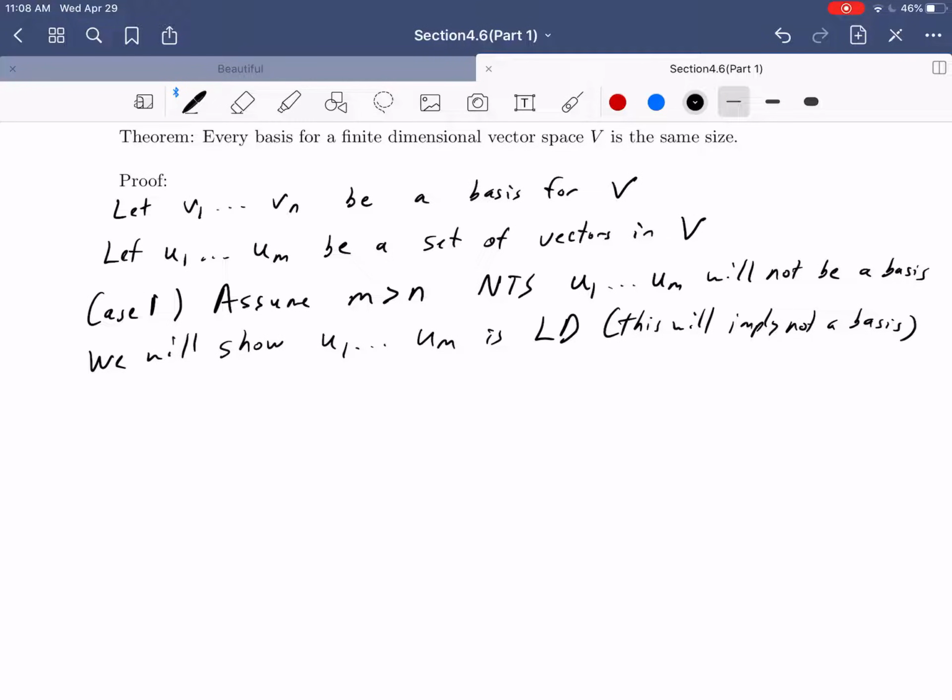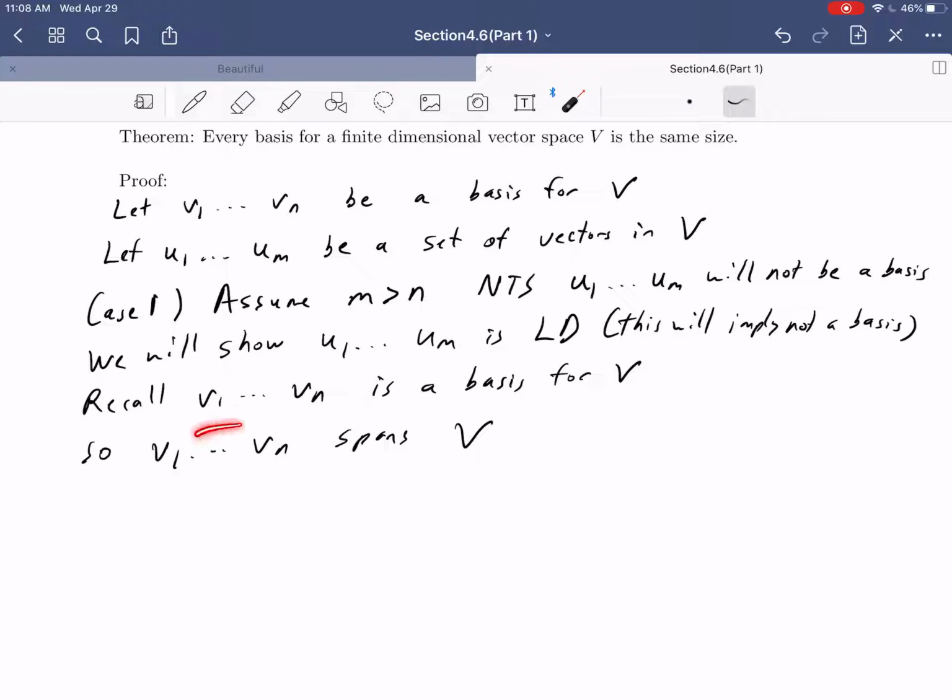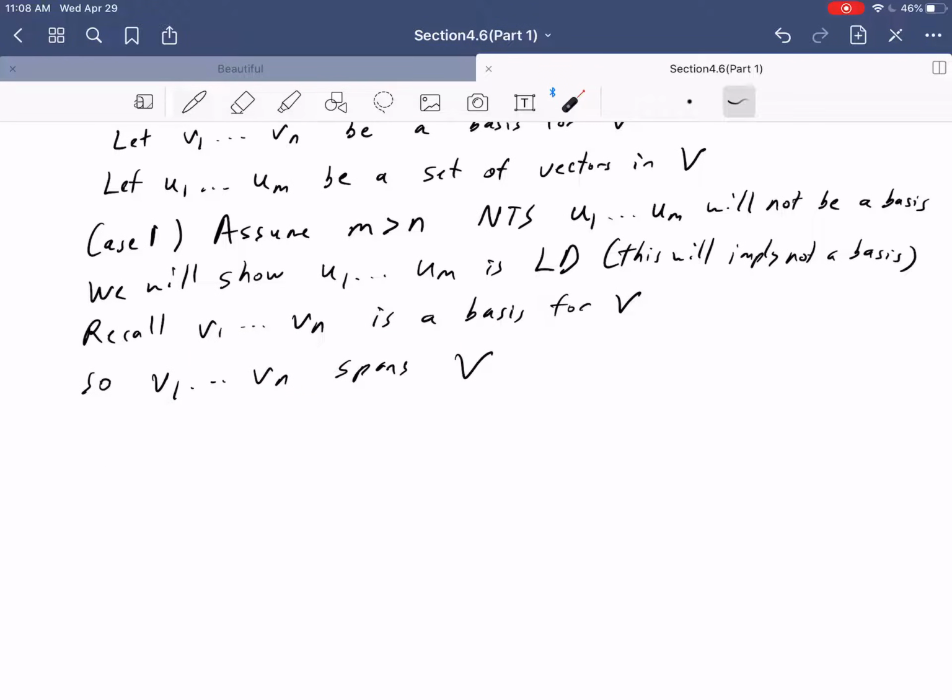Okay, so recall, v1 through vn is a basis for V. So v1 through vn spans V, right? To be a basis, that means you both have to be linearly independent and you have to span. So v1 through vn spans V. What that means is we can write each of these u1 through um in terms of v1 through vn.